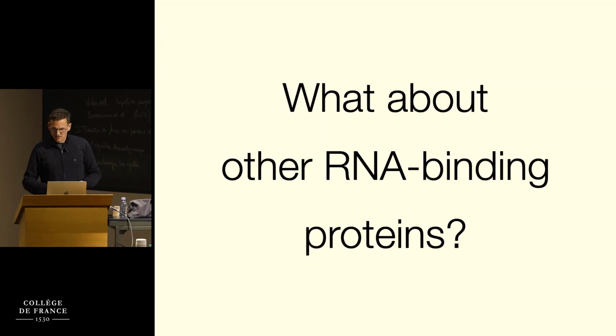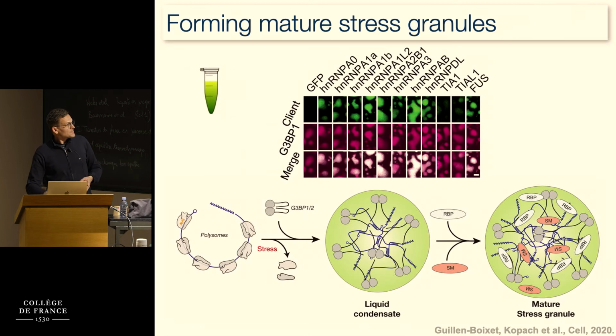But now what about the maturation phase? Of course, we know from studies with cells that many other RNA binding proteins then are also coming into these condensates. And so we did a very simple experiment where we thought, okay, let's form these initial condensates first, consisting of G3BP and RNA. And then we asked the question, are all these other RNA binding proteins then recruited into the condensates? And that's exactly what you see here. You see that these are all known stress granule components, and they're all recruited once we have formed these initial condensates.